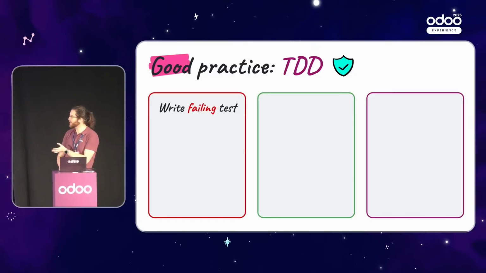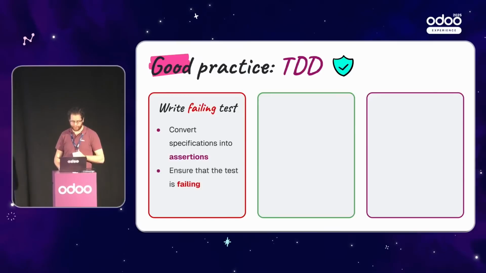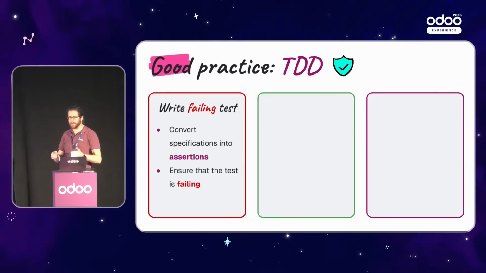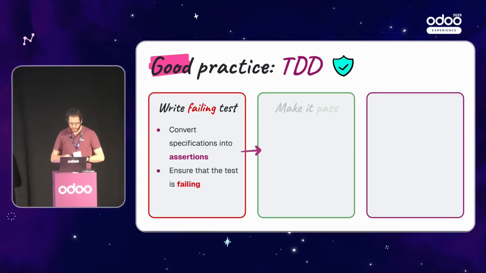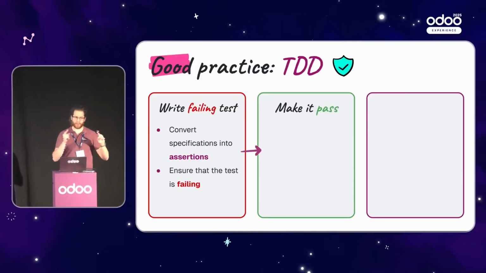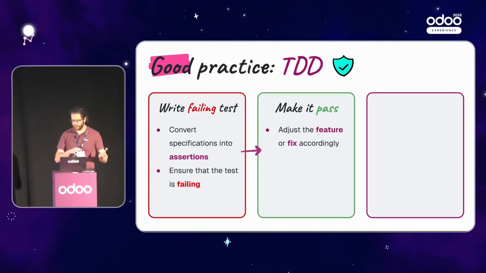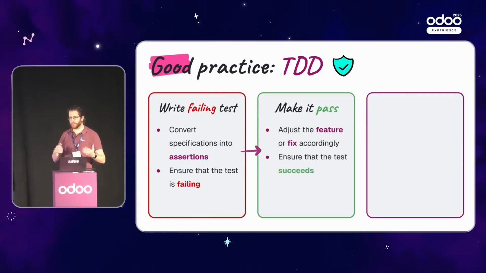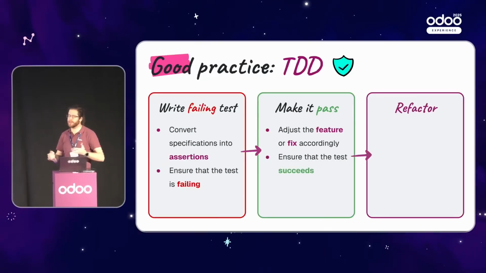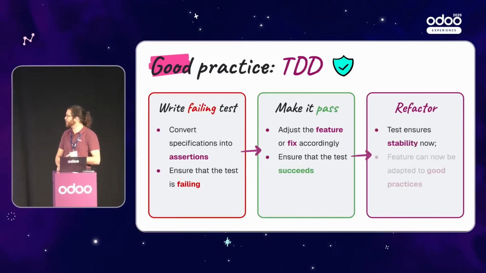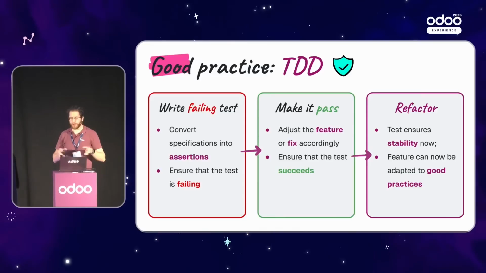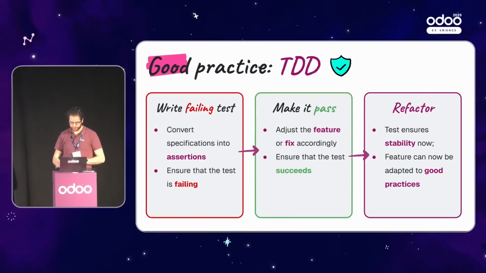So you create a test, according to the specifications you have, you convert them into assertions, you run the tests, and you ensure that it's failing. Then you make it pass. You turn to the production code, and you write your fix, your feature, and you make the test pass any way you want. And you ensure that it passes. Now you can already merge it at this point, but there is an optional third step, which is refactoring, because if you went a bit funky in the way you made your test pass, you may want to adapt it to good practices, because anyway, your test ensures that the feature is now stable, and you may go ahead.